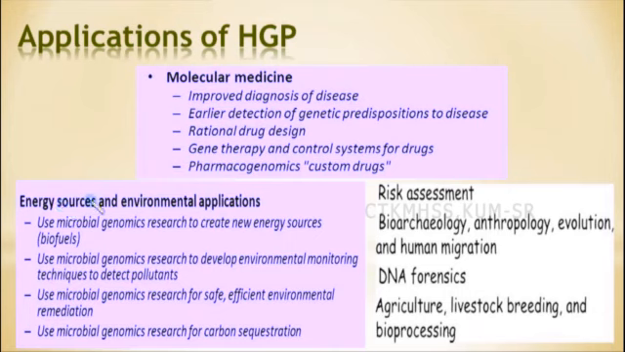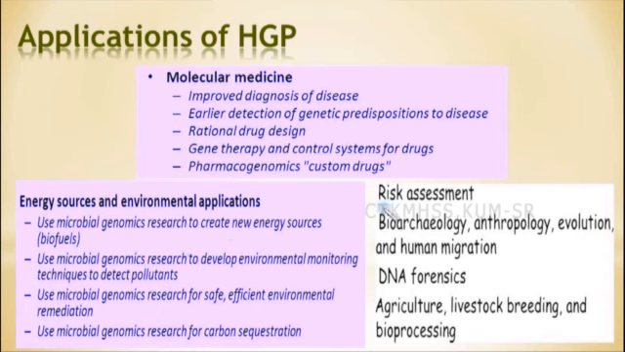Next, energy sources and environmental applications. Use microbial genomics research to create new energy sources, that is biofuels. Use microbial genomics research to develop environmental monitoring techniques to detect pollutants. We have read about bioremediation techniques, that is all done by using this method. Next, microbial genomics research for safe, efficient environmental remediation. Use microbial genomics research for carbon sequestration, so how the effect of carbon can be reduced. These all are related to the applications of HGP.